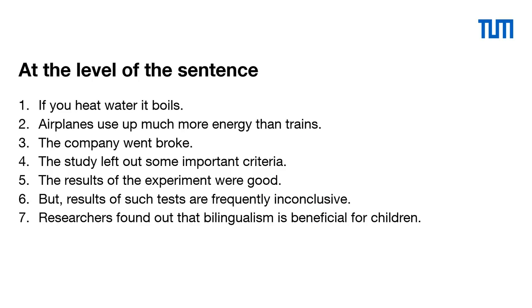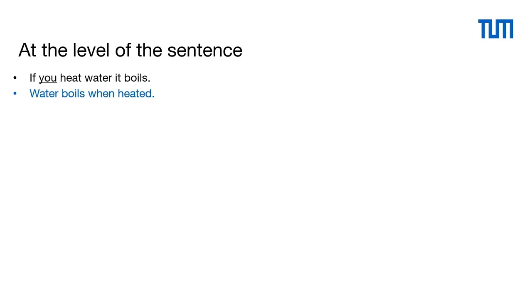Here again, you can test yourself by identifying the informal element in each of the following sentences and replacing it with a more formal alternative. Pause the video now. In the first sentence, the use of the personal pronoun you makes the sentence conversational. Here is how you can avoid it.